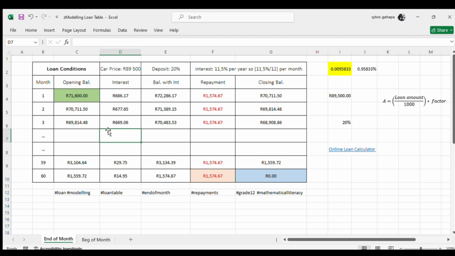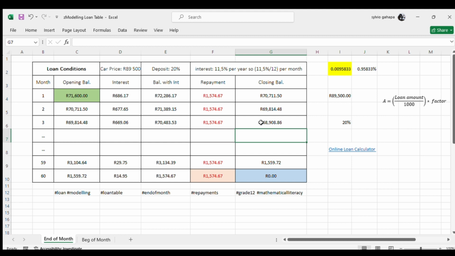I also told you how the balance with interest is the opening balance plus the interest amount. And I also showed you that the closing balance is equal to the balance with interest minus the repayment, as you can see here, right? And the same thing here. Now the next thing that I told you about this table is the fact that the closing balance is automatically the opening balance of the following month.